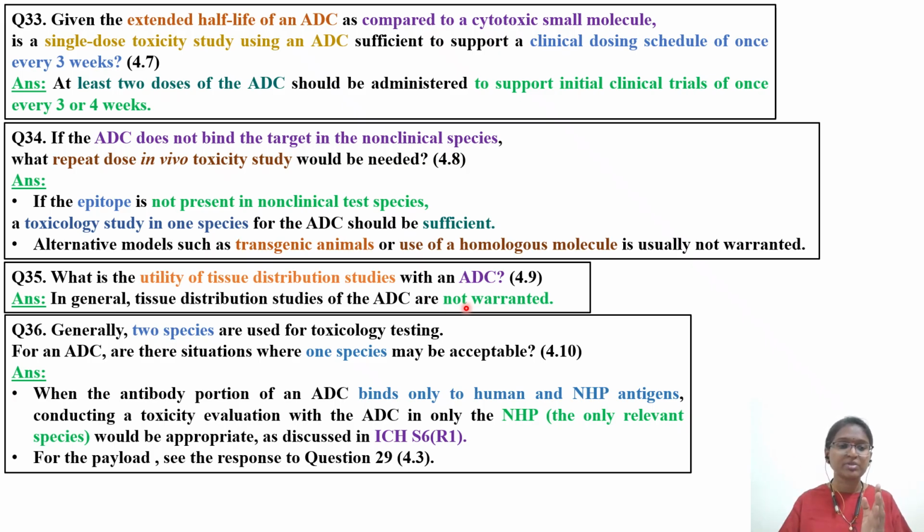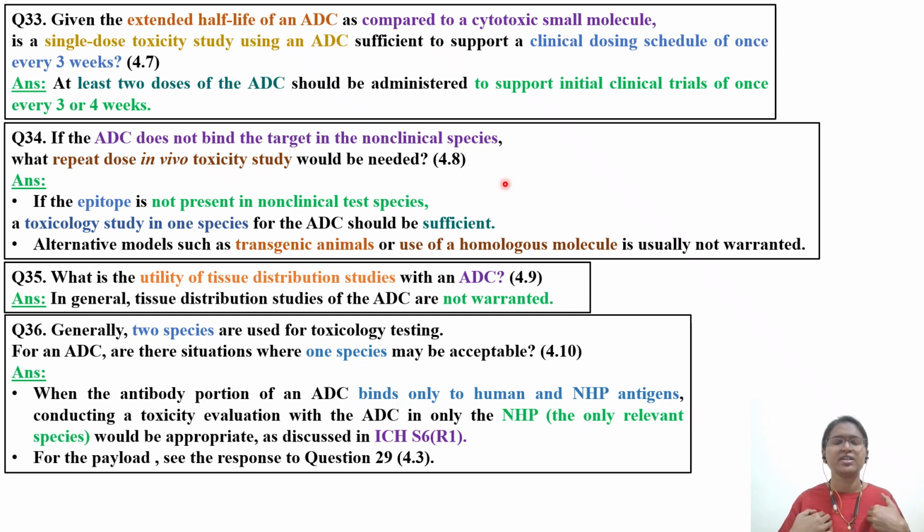Now come back to question number 36. Generally two species are used for toxicity testing. One you will go for rodent and one non-rodent, that is rat and dog or monkey. For an ADC, antibody-drug conjugate, are there situations where one species may be acceptable? The question is similar to that of 34.